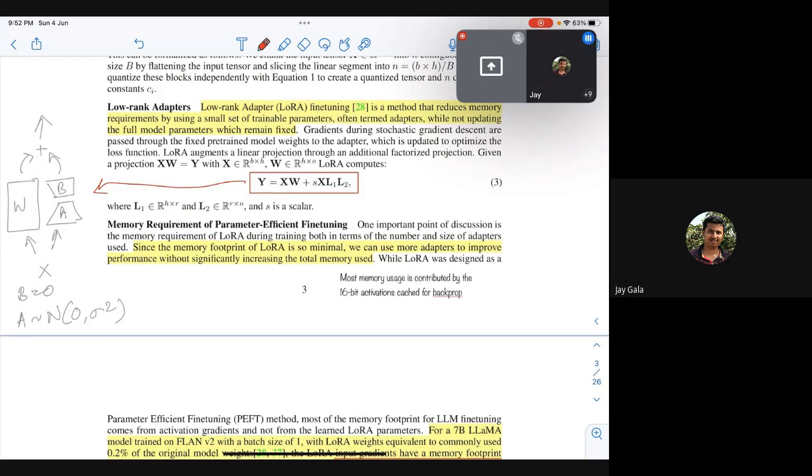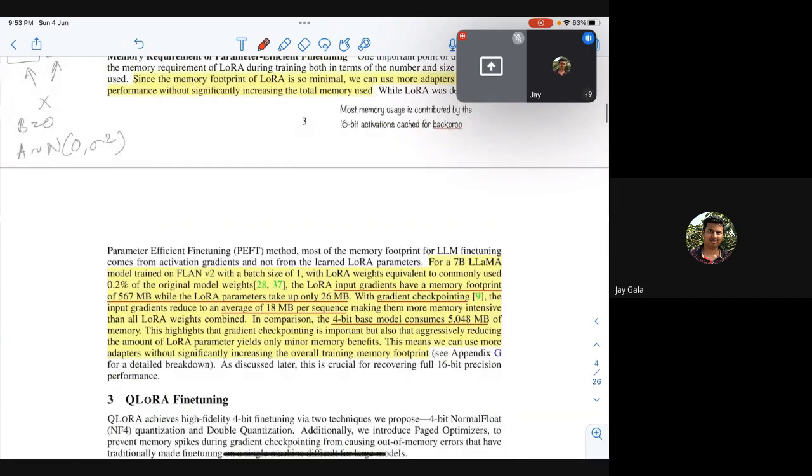Now, in this case also, if you look at the memory footprint for LoRA, although the number of parameters you update might be just 1 to 5% of the entire network, you still store all these activations in 16-bit, as a cache. And when you backprop, your computation still increases in this setting.